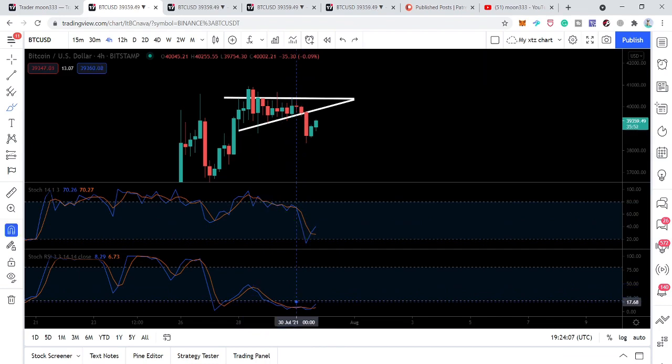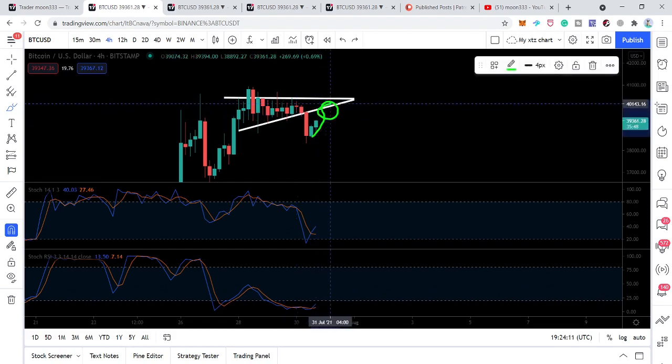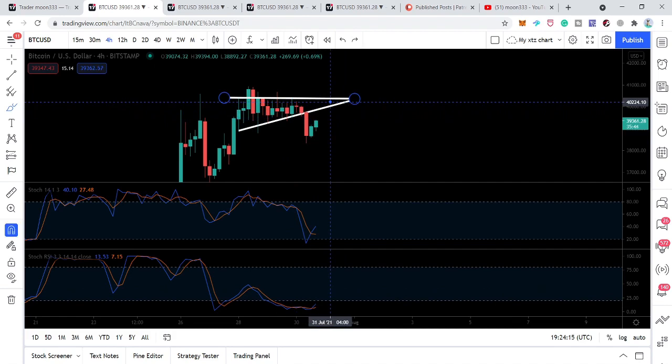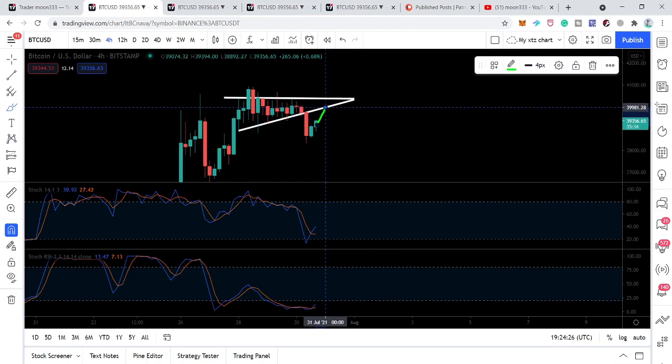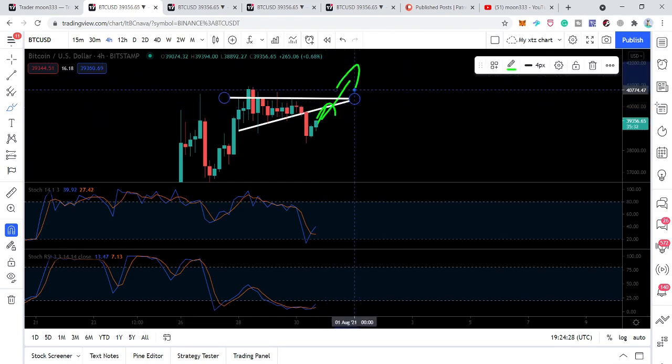Therefore, now it is possible that the price action will move at least up to this previous support of the triangle to retest this previous support as a resistance, and then it will be a decision-making time for the price line whether it will break out this previous support as a resistance and move towards the upside.